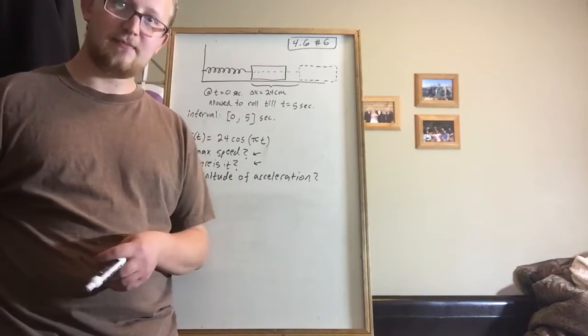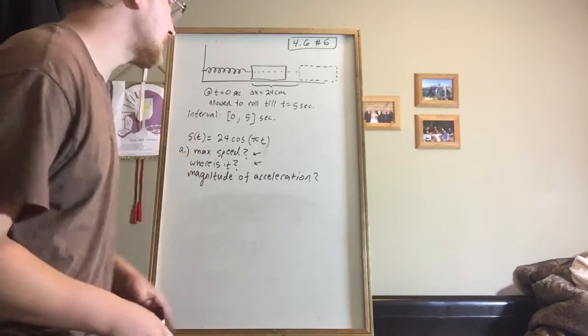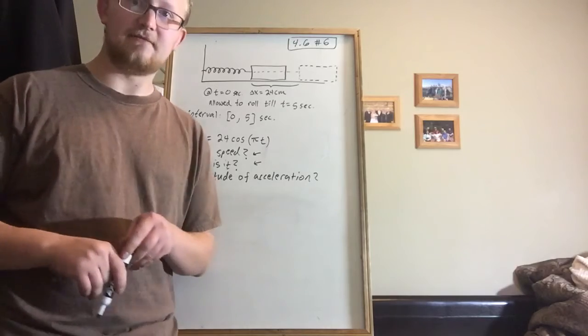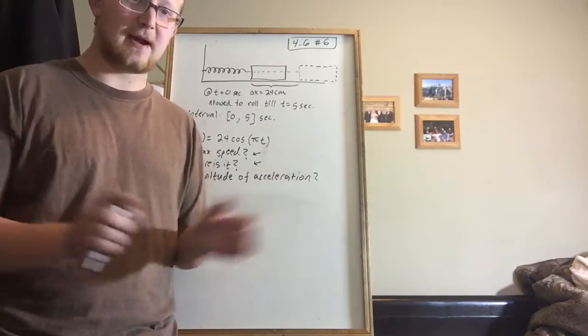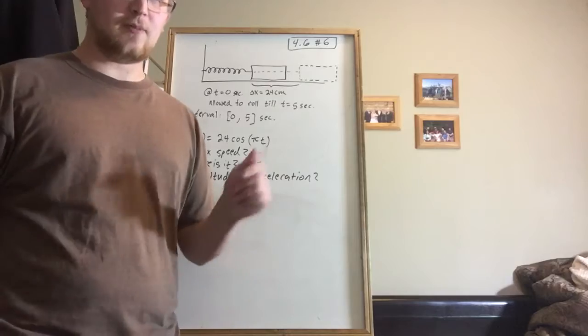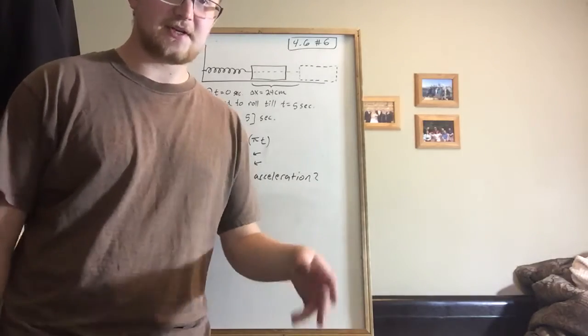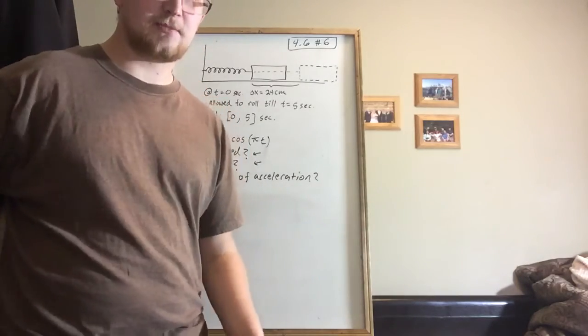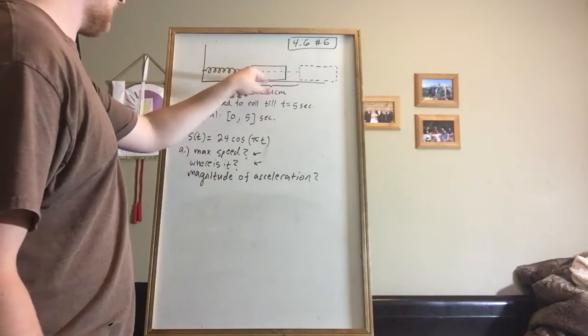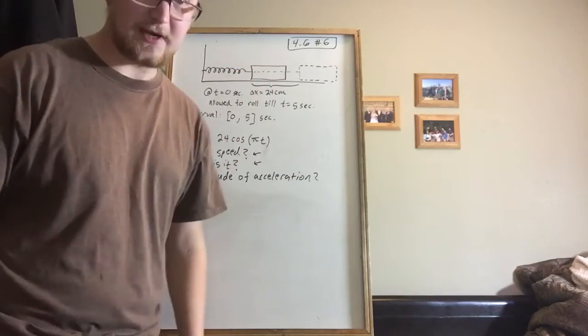Alright, I hope you're ready for a brain bender. This is section 4.6, problem number 6, and it's very much a physics problem. Most of these optimization problems are. When read aloud, it says a small frictionless cart is attached to a wall by a spring, so I drew that. Got the cart, it's frictionless, it's attached to a spring.